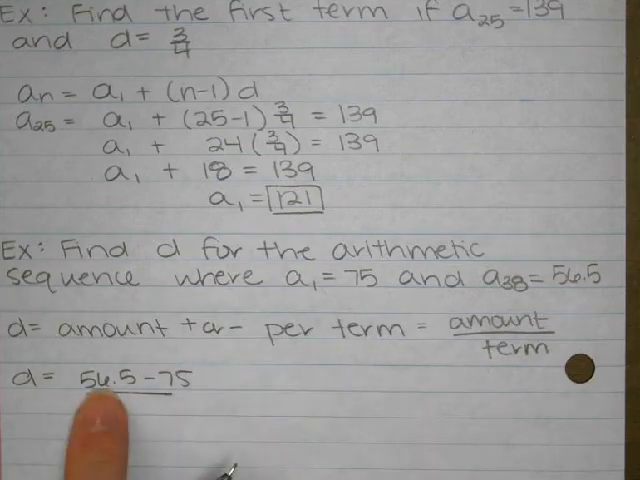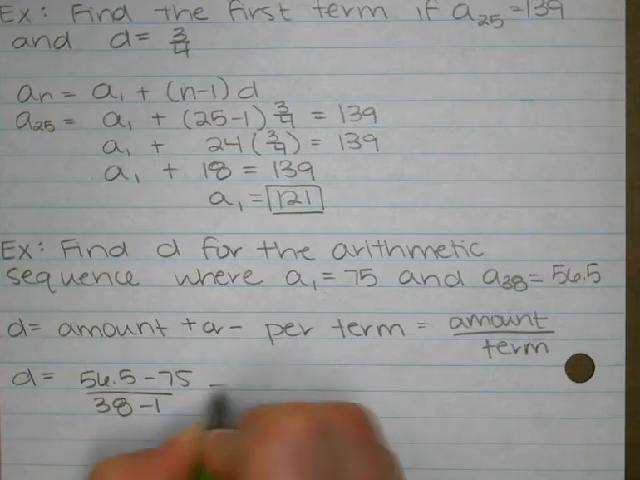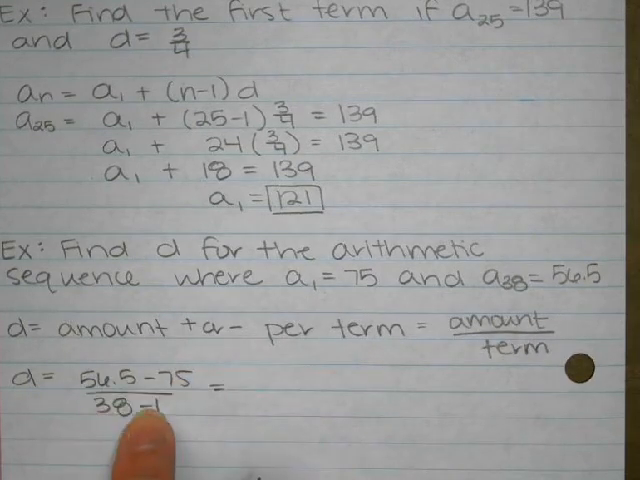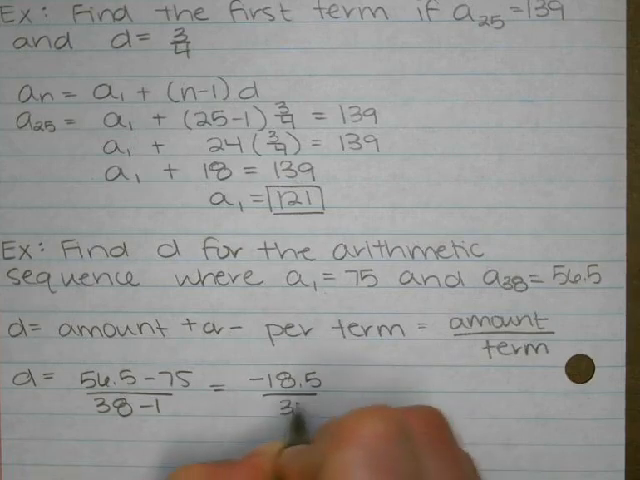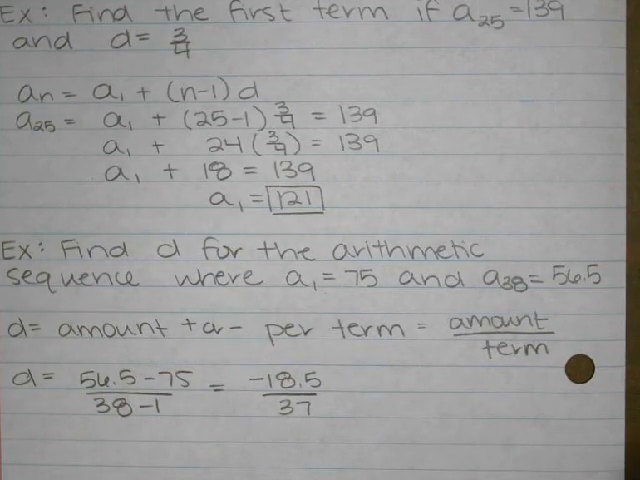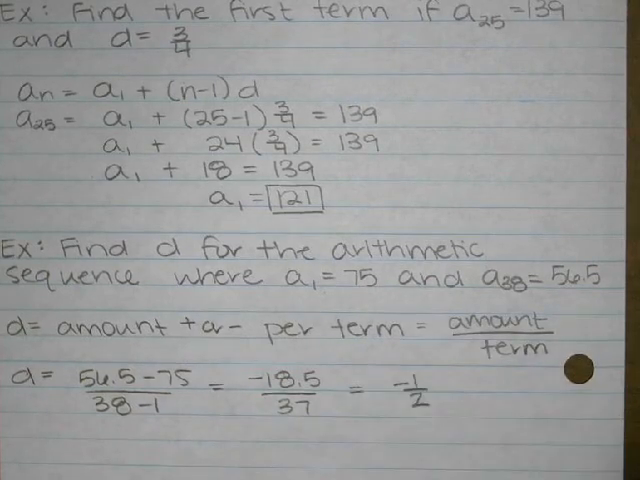So I'm going to say 56.5 minus 75. That's going to tell me how far it went down. And then we're going to divide that by 38 terms minus 1 to see it went down this much and how many terms did it take to do that. So it went down by 18.5. It took 37 terms to do that. So if we divide those, we see that the d value is -1/2. It went down half between each term.